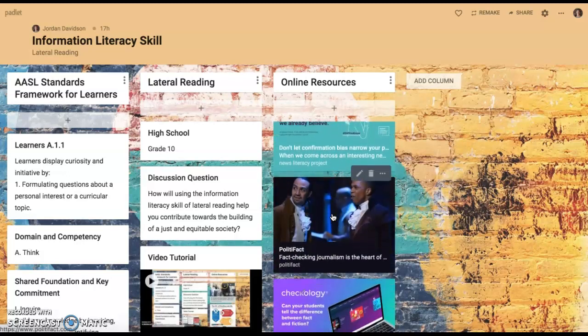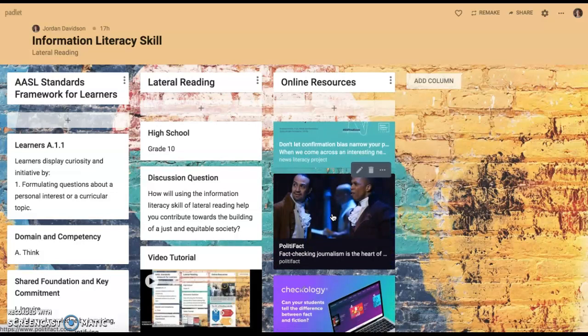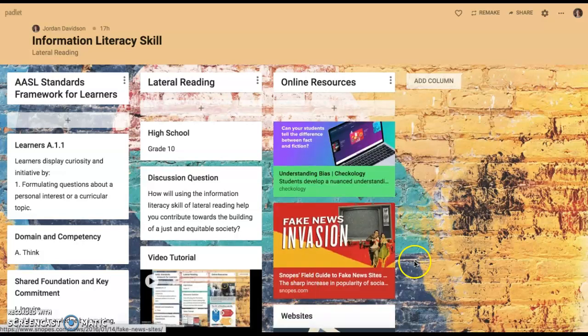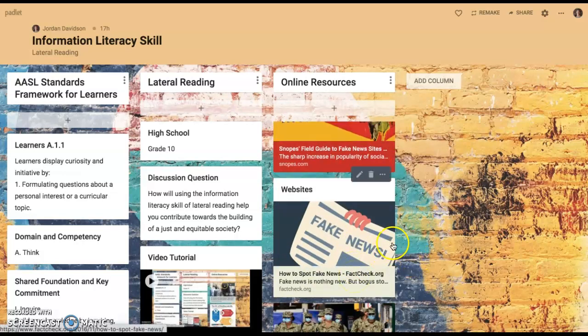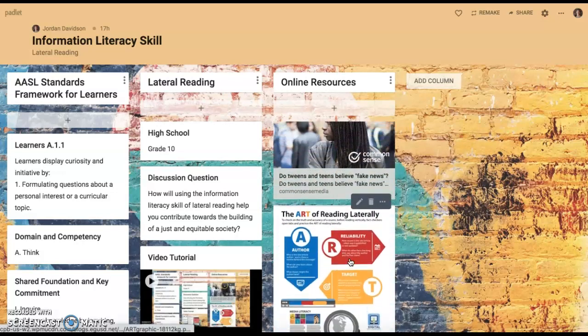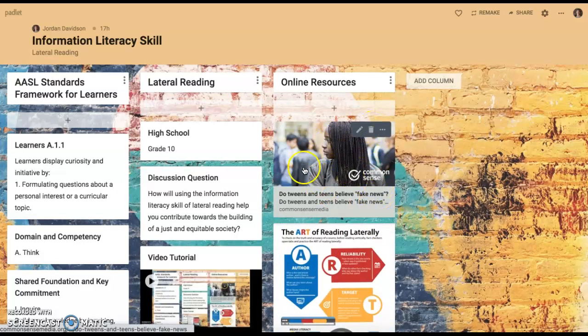Right past confirmation bias, there are several fact-checking resources available here for you to get familiar with. Some places to look are PolitiFact, Checkology, Snopes, FactCheck, and Poynter. Also, Common Sense Media at the top of this resource list is also a good fact-checking website as well.